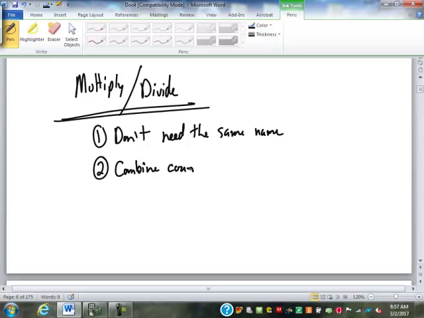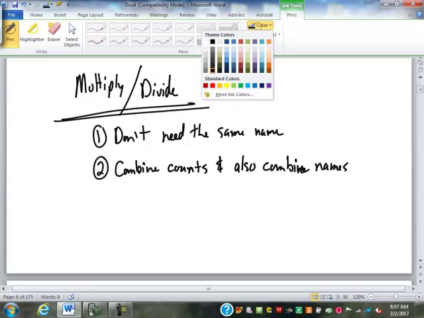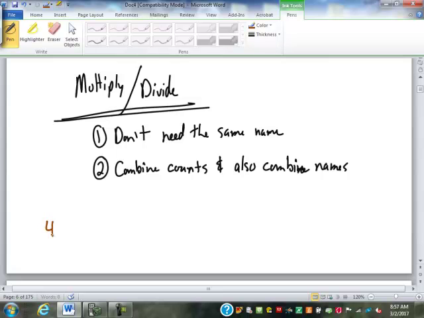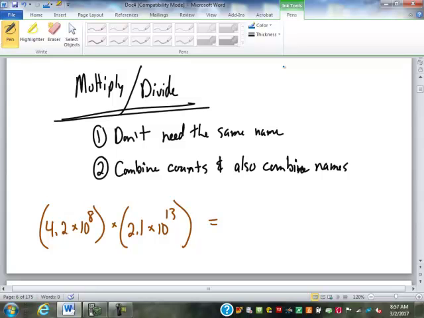We combine counts. Now, since we're multiplying or dividing, we combine them with multiplication or division. And we also combine names. That's how we can get away with not having the same name, because we're going to combine the names. So if I have 4.2 times 10 to the 8th times 2.1 times 10 to the 13th, do they have the same name? No. Does it matter? No. We're multiplying, so we do not need the same name.